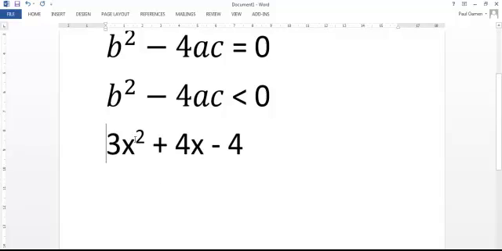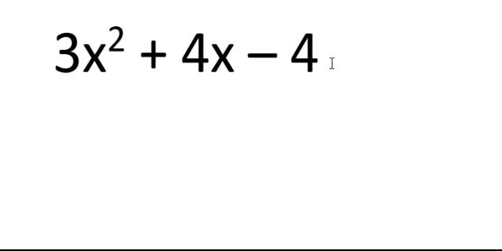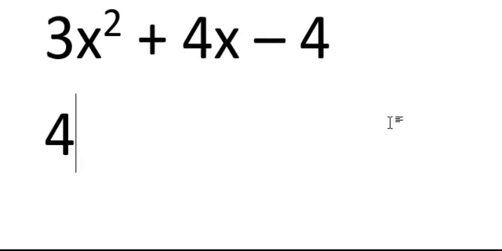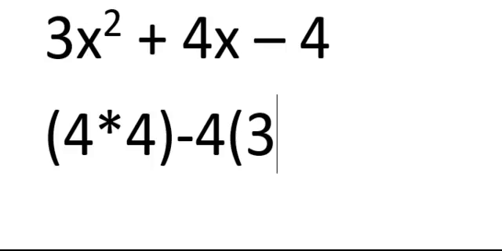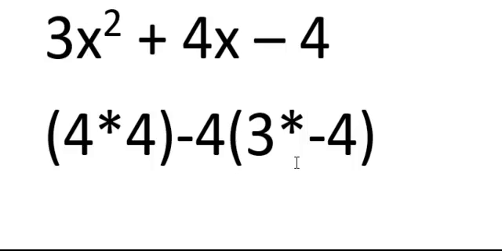Right here I have some equation. This is A, this is B, and that is C. So with the equation right here, let's say B squared, which is 4, equals 4 multiplied by 4. If you are following, if you like, you can add a bracket. Minus or negative 4, which is right here, multiplied by 3, multiplied by negative 4.